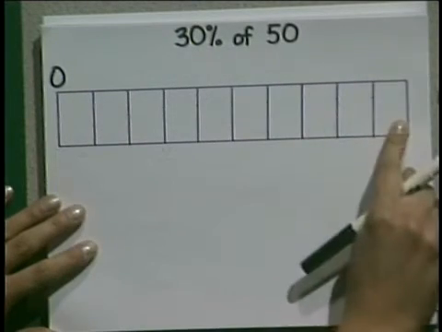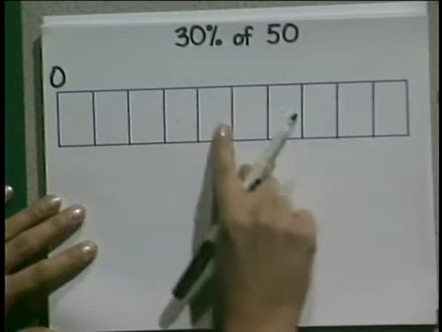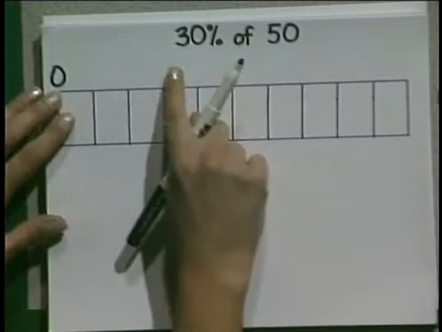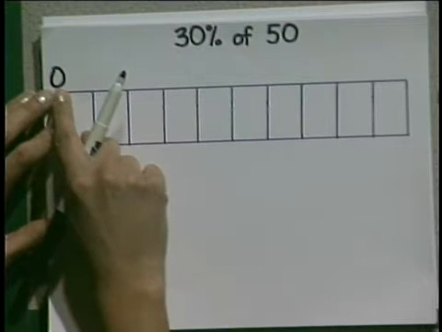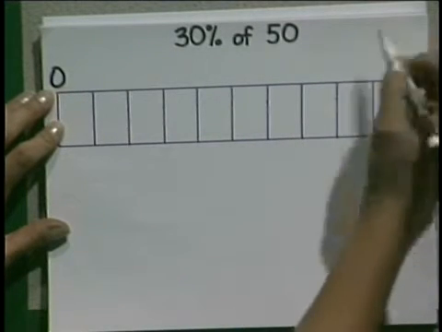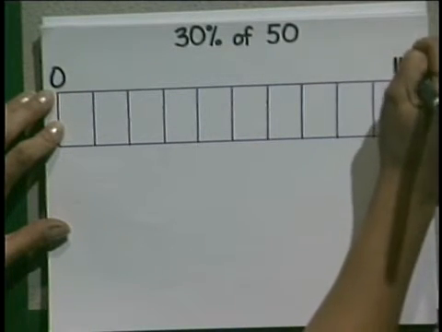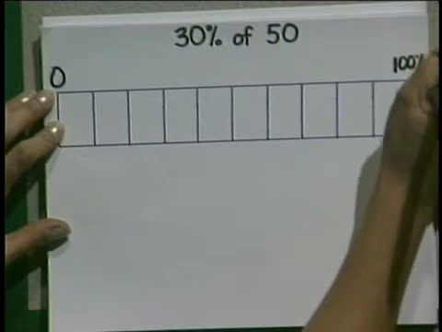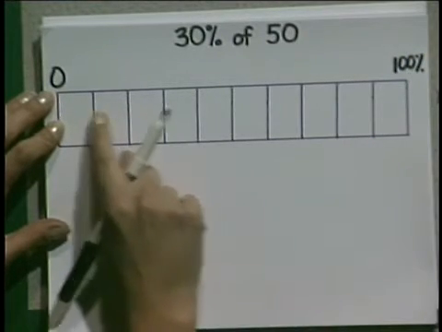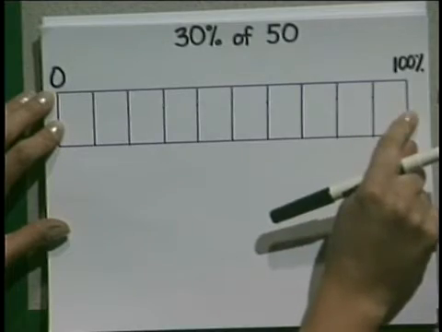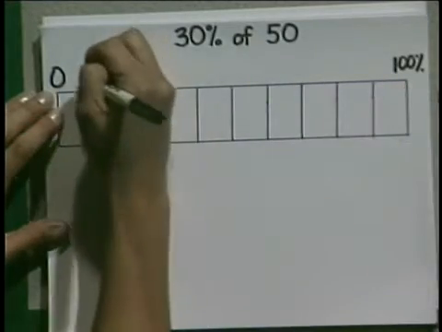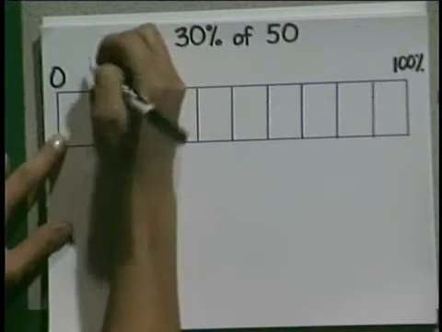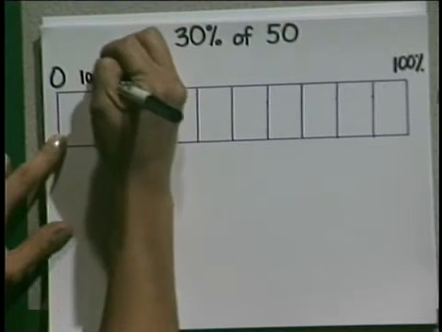Our percent model underneath is broken into 10 equal pieces. So I'm going to start at the beginning of my percent model with 0. And it's out of a total of 100%. So on the far right, I'm going to write down 100%. Now, because it is divided into 10 equal pieces, I'm going to divide my 100% into 10 equal pieces. So each piece is going to be worth 10%.